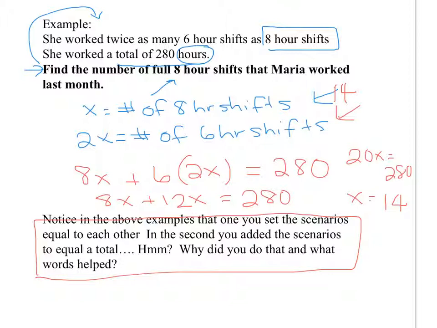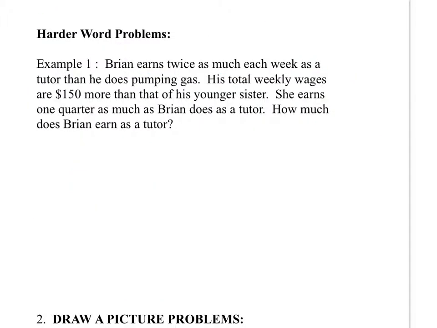And in the second, you added the scenarios to equal a total, okay? All right, so the word total definitely helped us a lot, okay? And in the first equation, I'm thinking that 10 apples have as many calories as also kind of helped us know that it was a balance equation. All right, let's move on to some harder word problems.